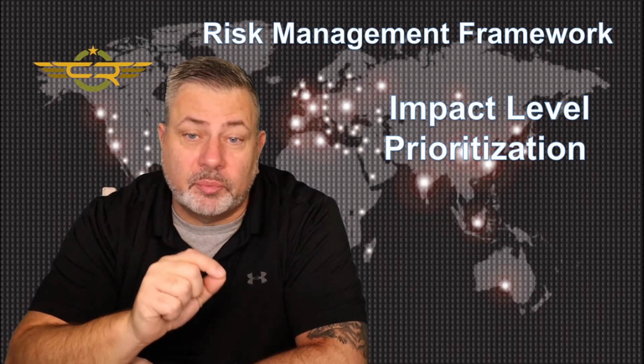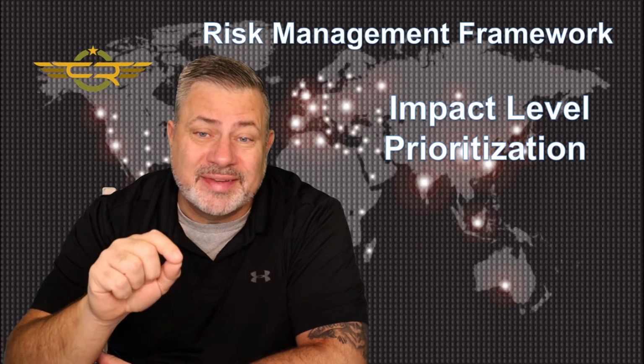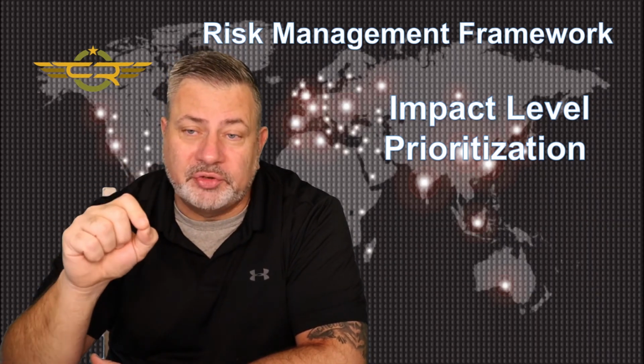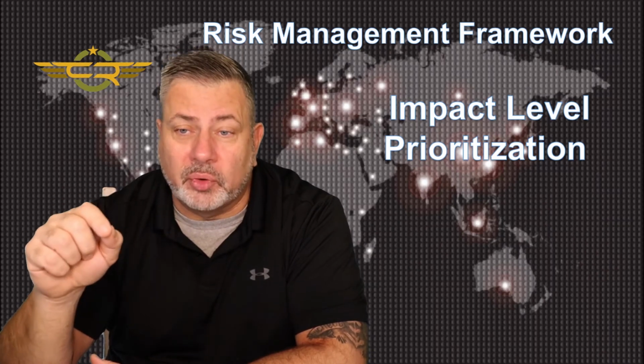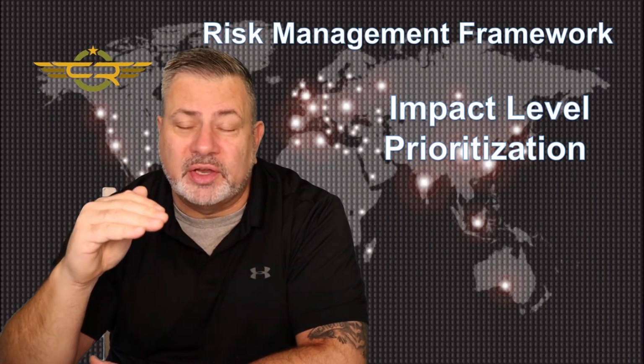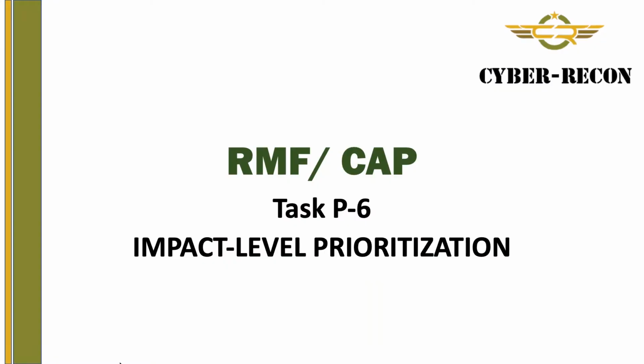With impact level prioritization, the organization determines what systems are more important to accomplishing the organizational mission and which are less important. It also determines those critical things in the organization that must be protected. So join us to talk about this one. This is task P6, impact level prioritization.